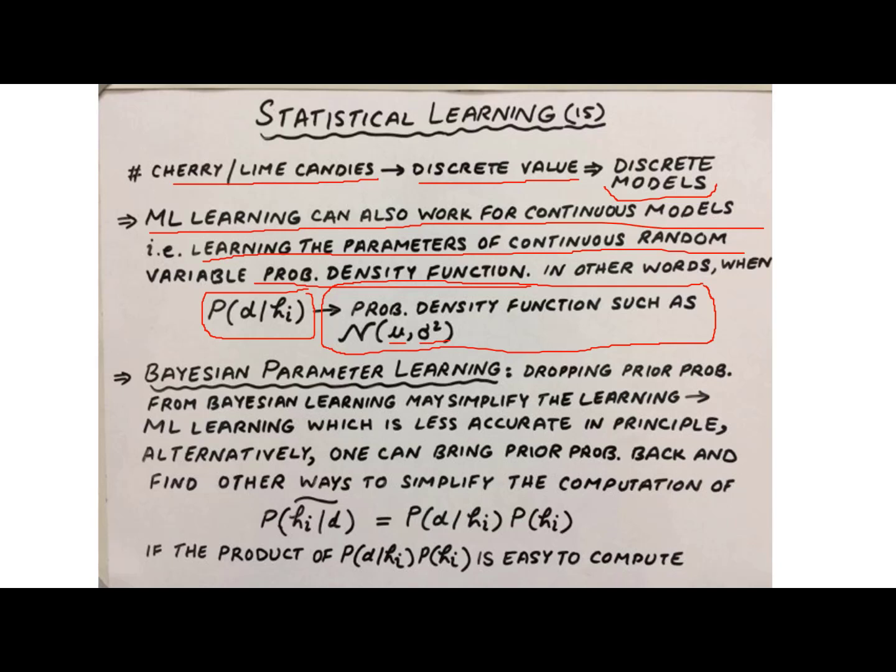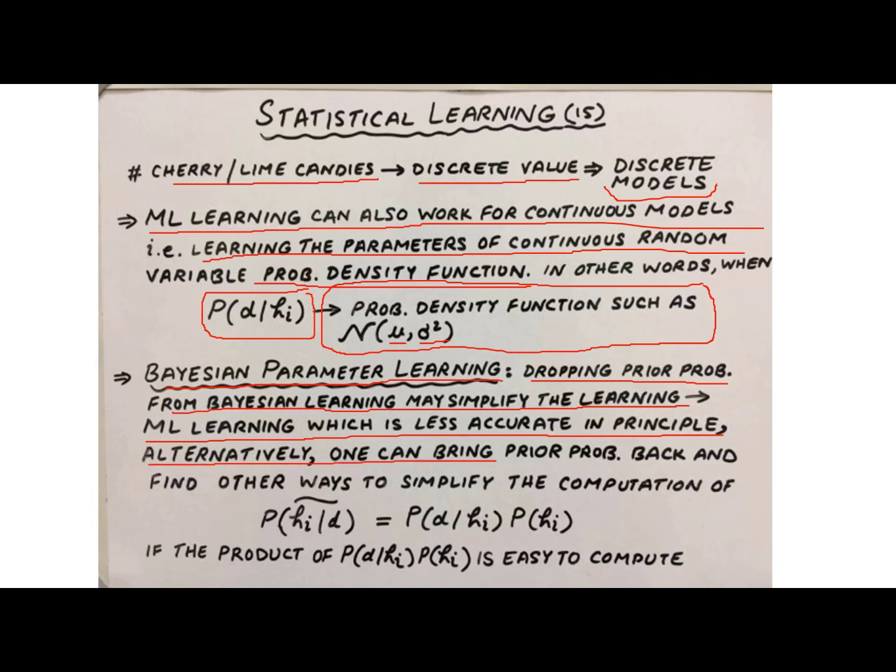Also note that in case of Bayesian parameter learning, dropping the prior probability from the Bayesian learning may simplify the learning, as we did in case of the maximum likelihood learning. It may be less accurate in principle because we are really not taking into account the initial prior probability, and we are really trusting our data.